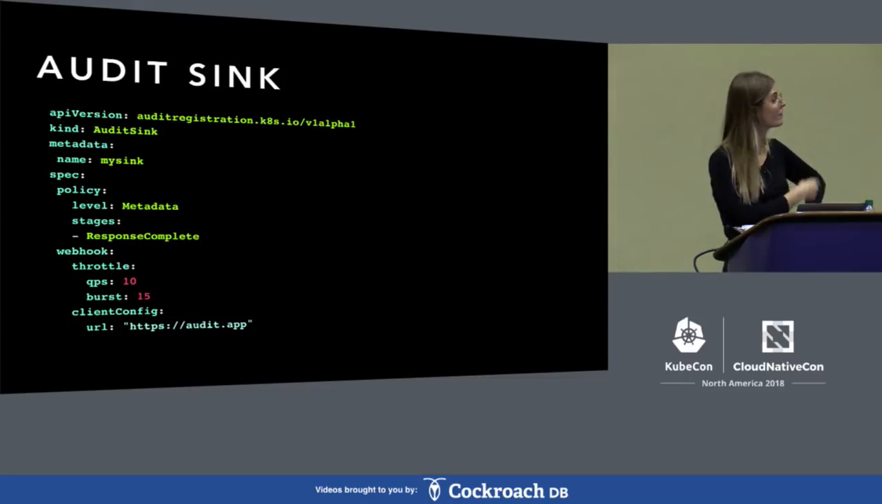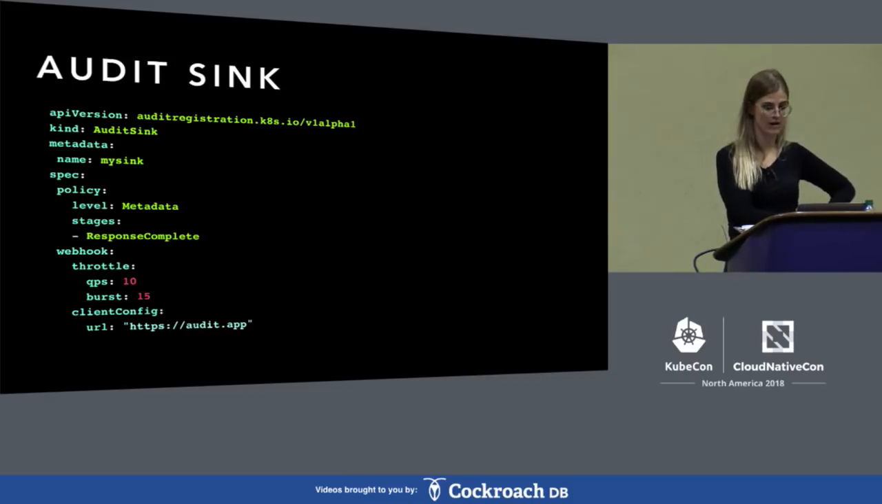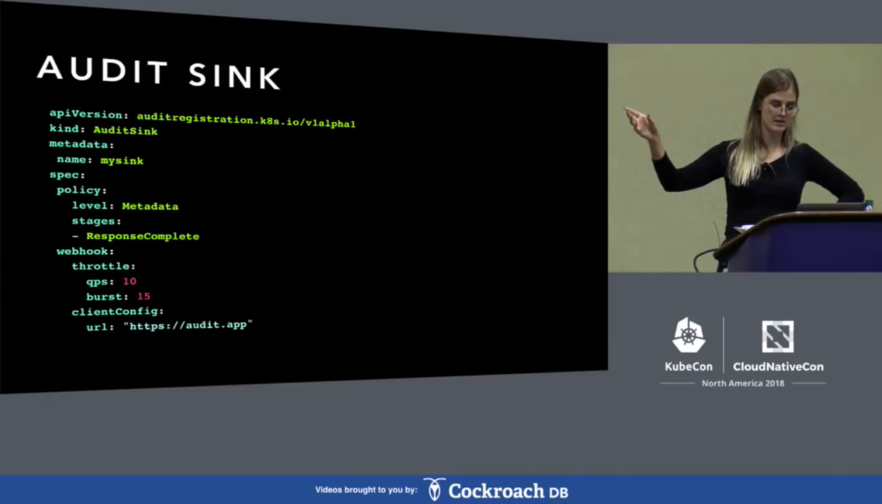You have to use a webhook for dynamic auditing. You can't just write it to a log file. So you will need a URL or a service to send it to. The other thing to note is that stages are defined slightly differently. I don't know if you remember, but in the other policy I showed you, it said omit stages. For this new policy definition, we just say stages. So it's a whitelist of stages you want to receive.